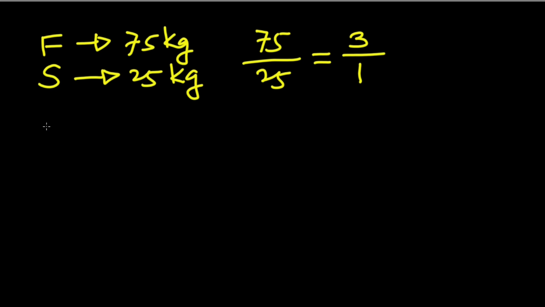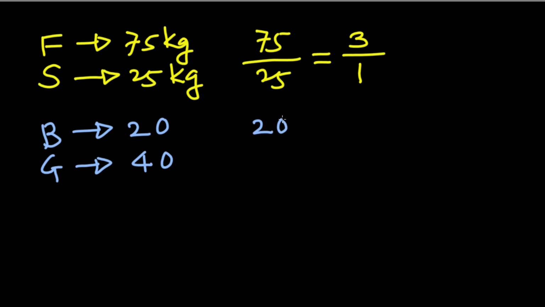If there are 20 boys and 40 girls in a class, then the ratio of the number of boys to the number of girls will be 20 by 40. That will be 1 by 2, which means that the number of boys is half that of the number of girls.